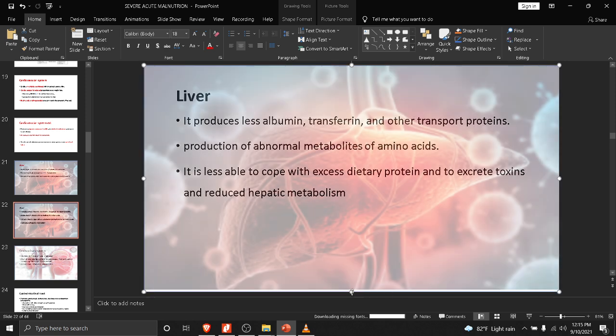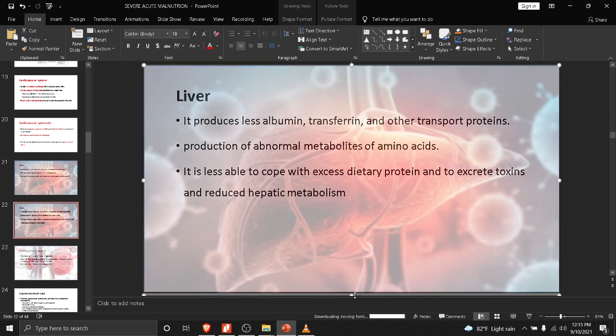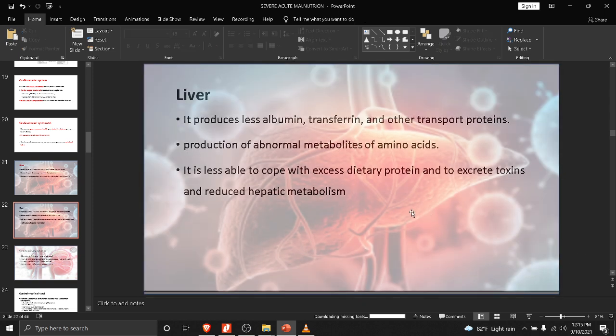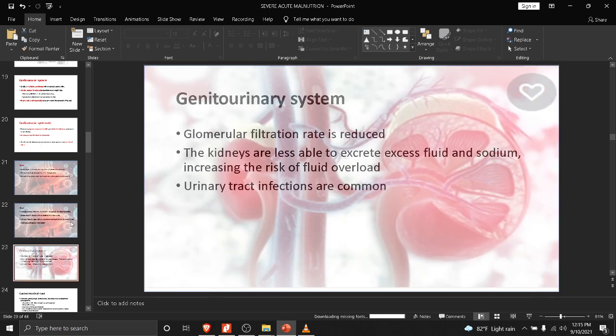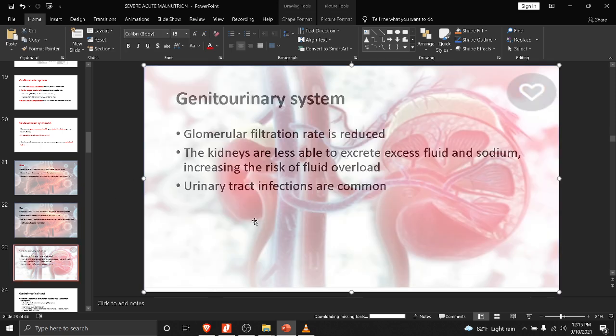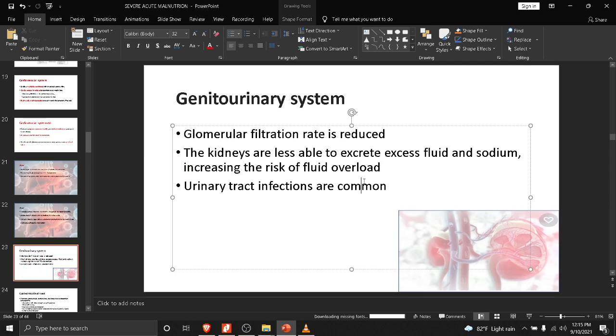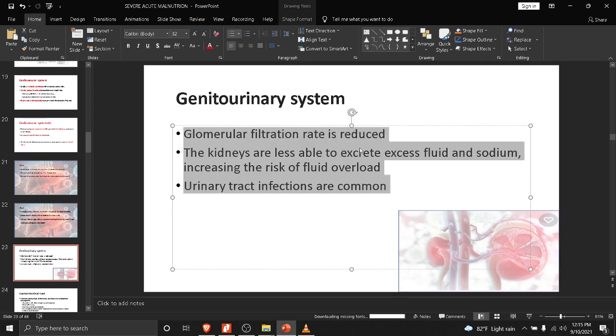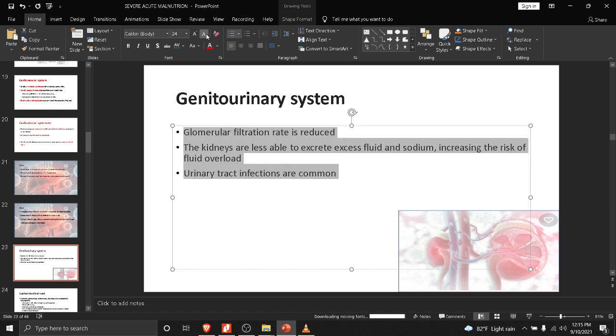When it comes to the genitourinary system, the glomerular filtration rate is reduced. The kidneys are less able to excrete sodium and water. Therefore, they accumulate and cause fluid overload. Also, they are more susceptible to urinary tract infections because of the reduced immunity.